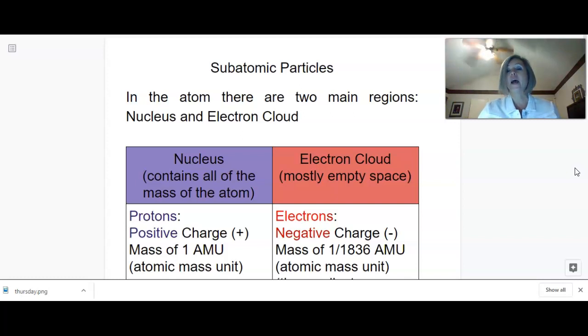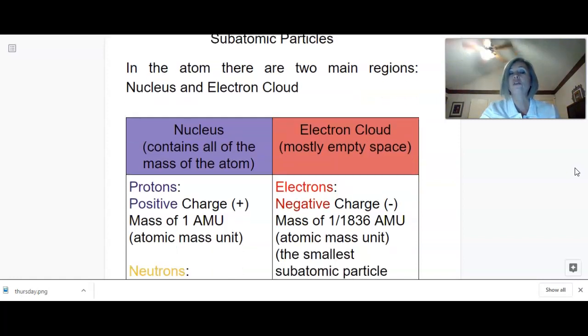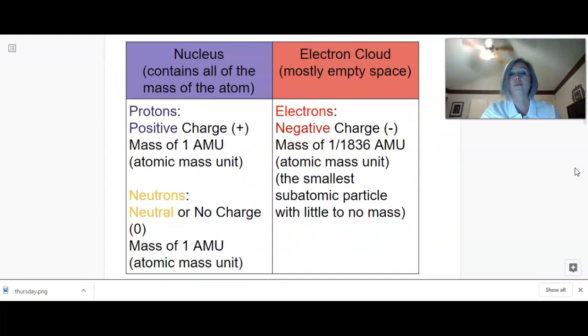So let's talk about the actual structure of an atom. We know that in the atom there is a nucleus that's at the center. This is surrounded by the electron cloud, broken into different energy levels. The subatomic particles are located inside those two regions. So we need to look carefully at where they're located, which particles we can find where, and the details of those particles. So let's look at the subatomic particles.